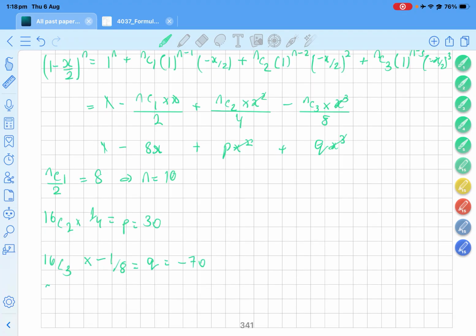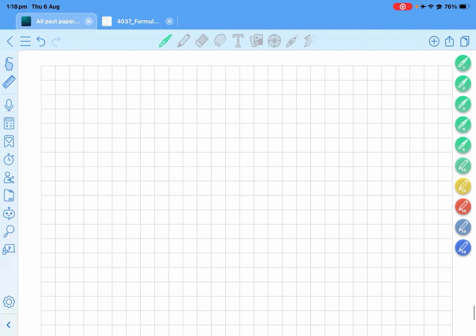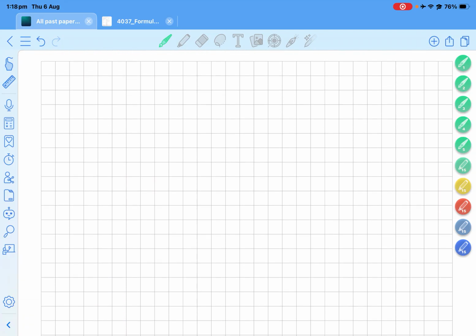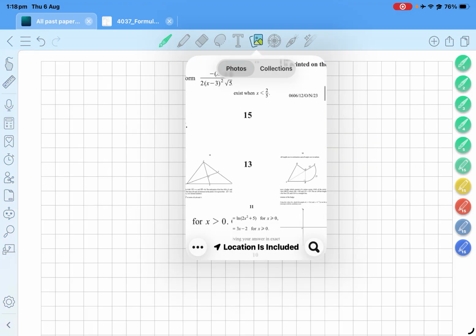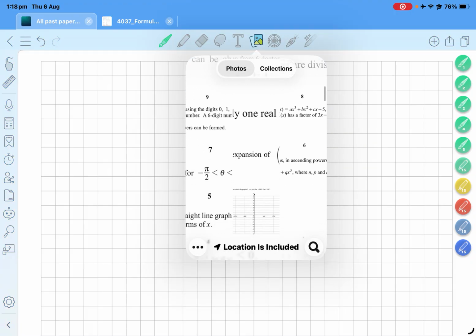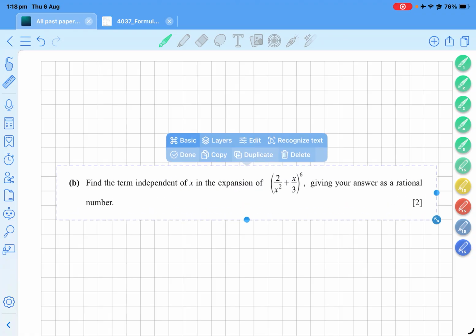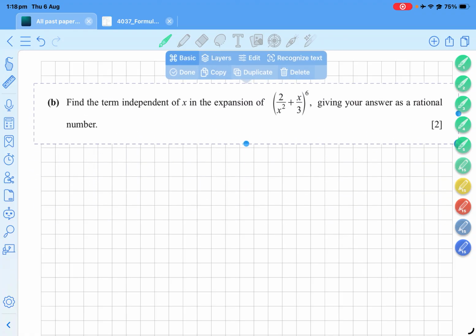So to beautify how you write this, you could write it in set notation. So n, comma p, comma q. If you write that down, this will be equal to 16, comma 30, comma minus 70. And that's the answer. Okay, I think that was 4a. Then I guess we'll have to move on to 4b. I think 4b is this one. Yeah, find the term independent of x in this expansion.